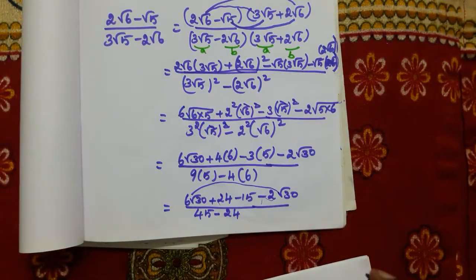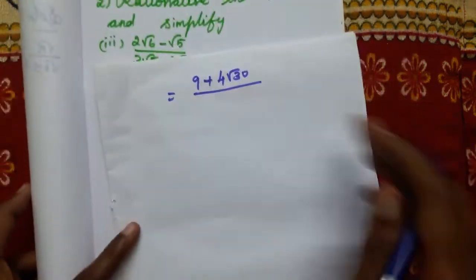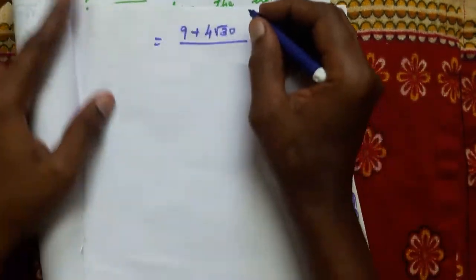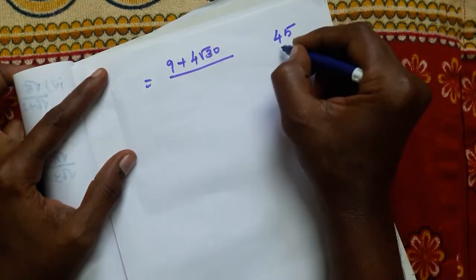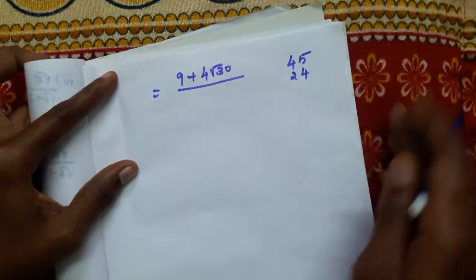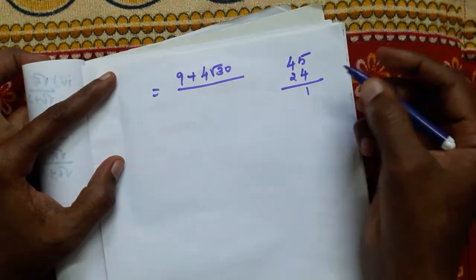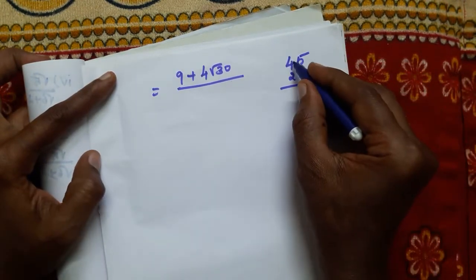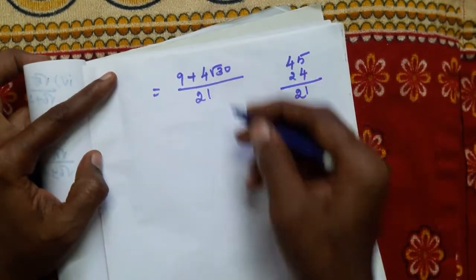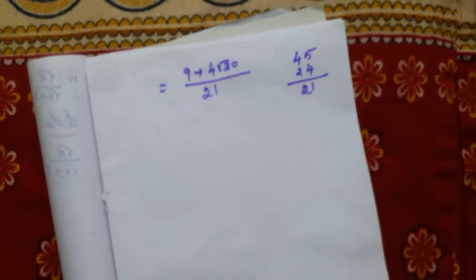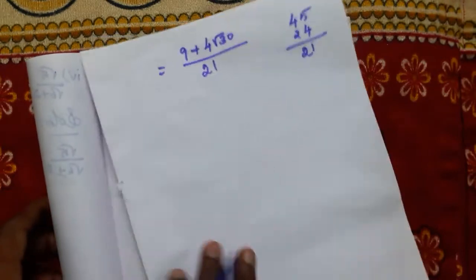Divided by 45 minus 24, which is 21. This is the answer: 9 plus 4 root 30 by 21.